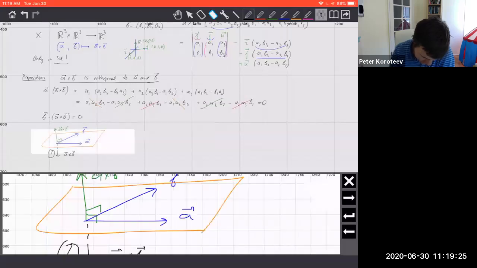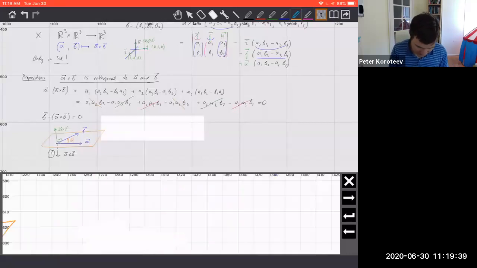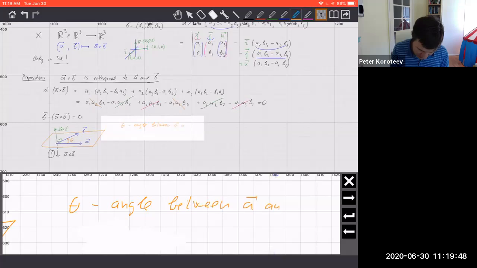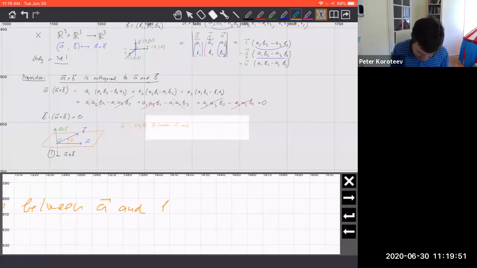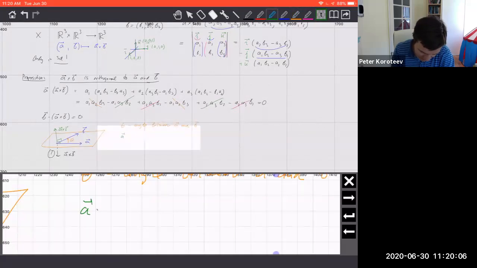Now, let's talk about orientation first. Say there's an angle theta between those vectors, and we measure it counterclockwise, from A to B. So if theta is the angle between A and B, it was not important for the dot product, but it is important for the cross product. And now the direction of A cross B is determined by the so-called right-hand rule.